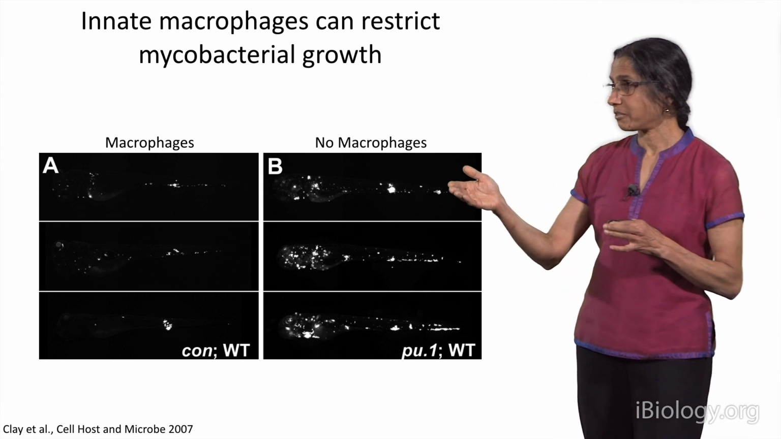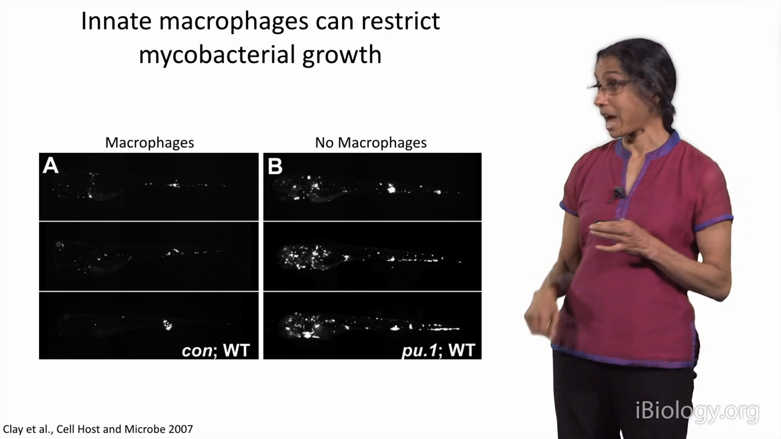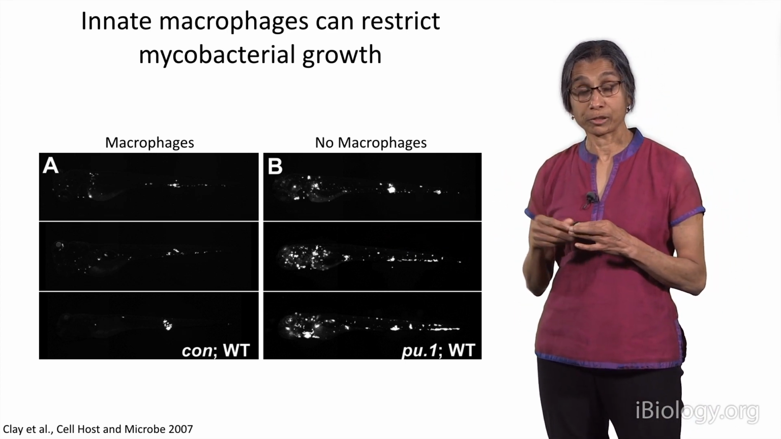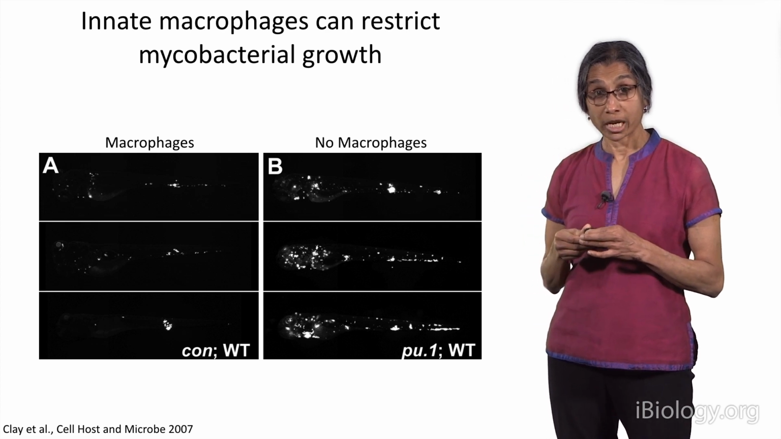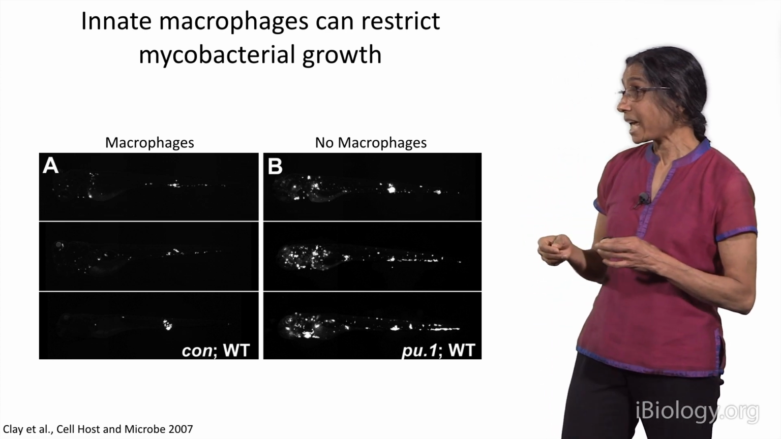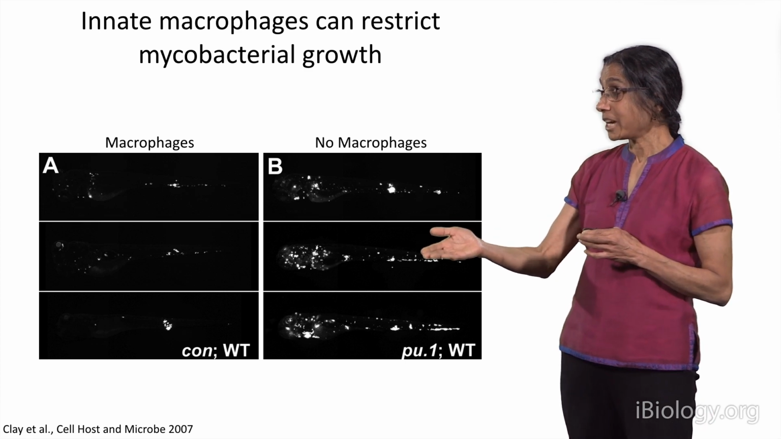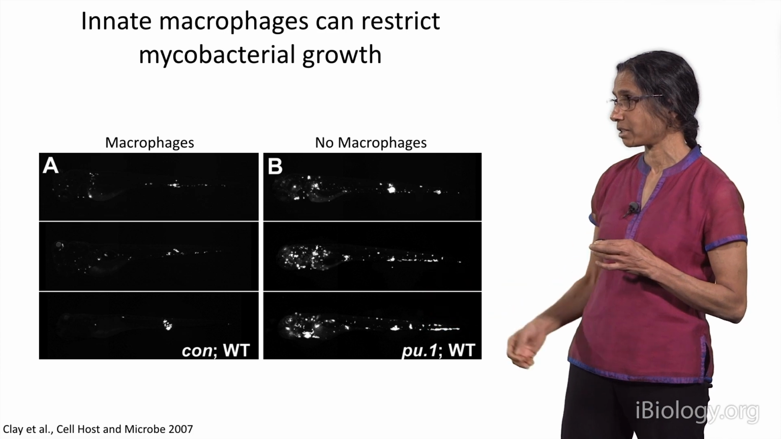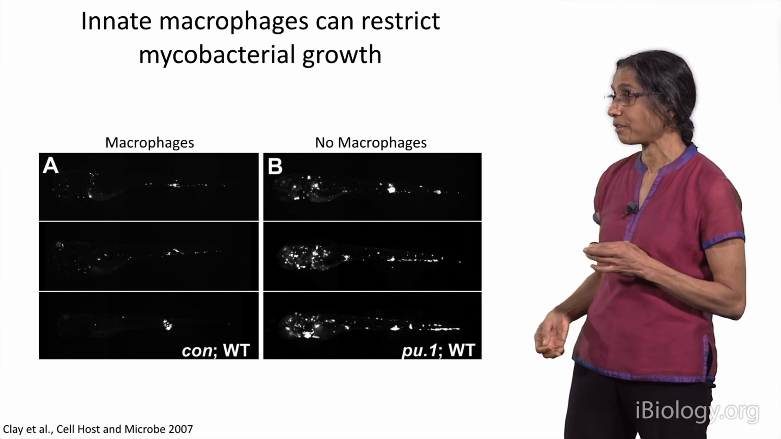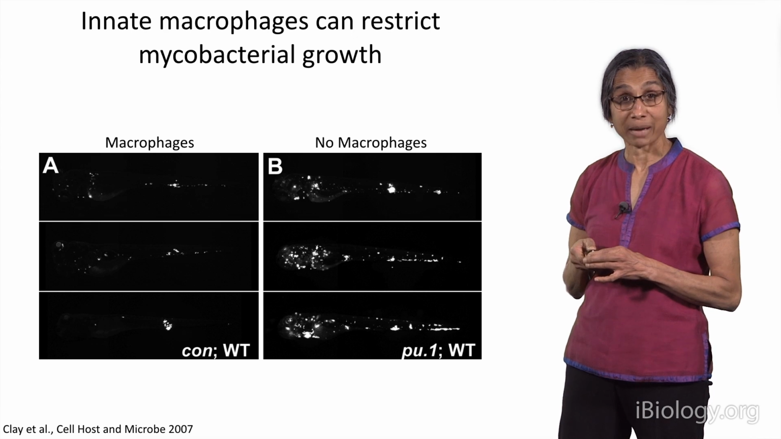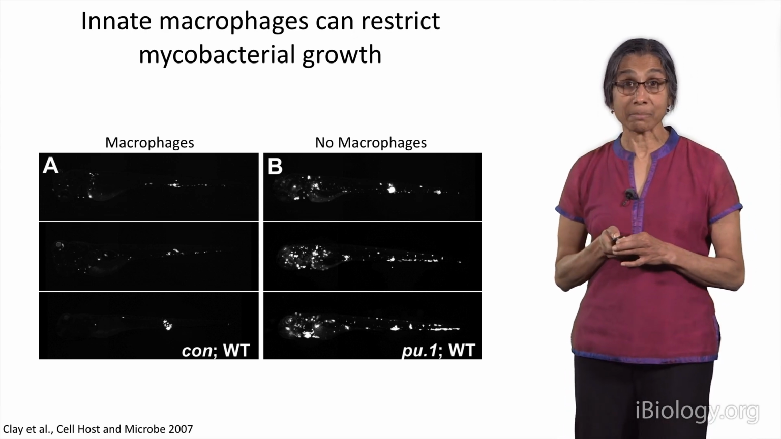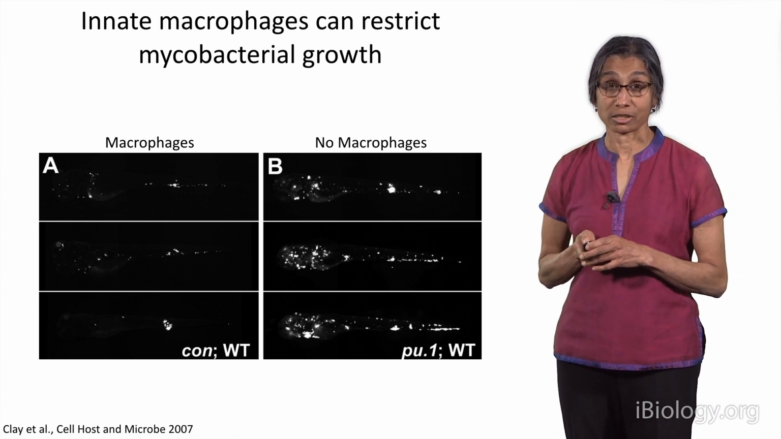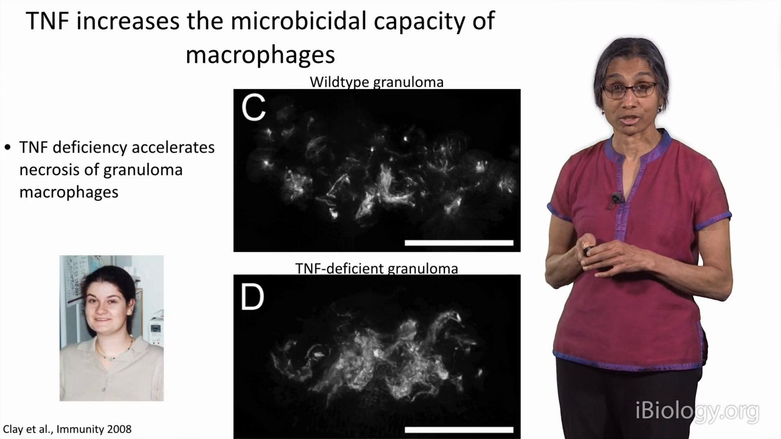And what she did in these fish was to simply knock down the macrophages using a morpholino, an antisense RNA, to a myeloid transcription factor. And what you can see very nicely here is that fish without macrophages have very many more bacteria. The bacteria are fluorescent here, than the fish on the left, their siblings on the left, that have macrophages. So this told us that innate macrophages can restrict mycobacterial growth to quite a large extent. Not completely, obviously, but to a large extent.